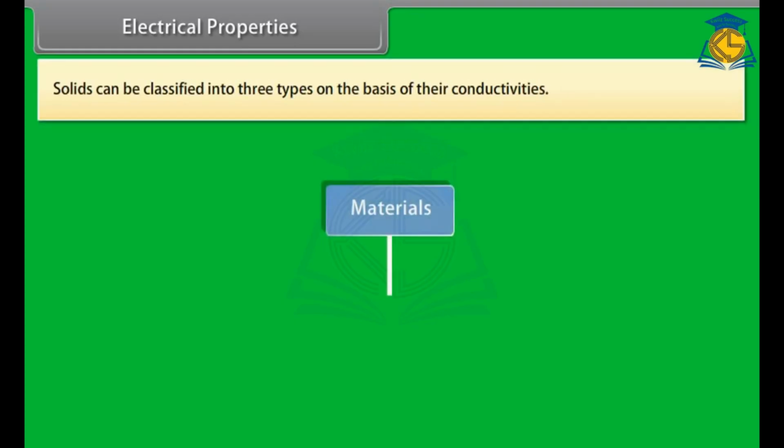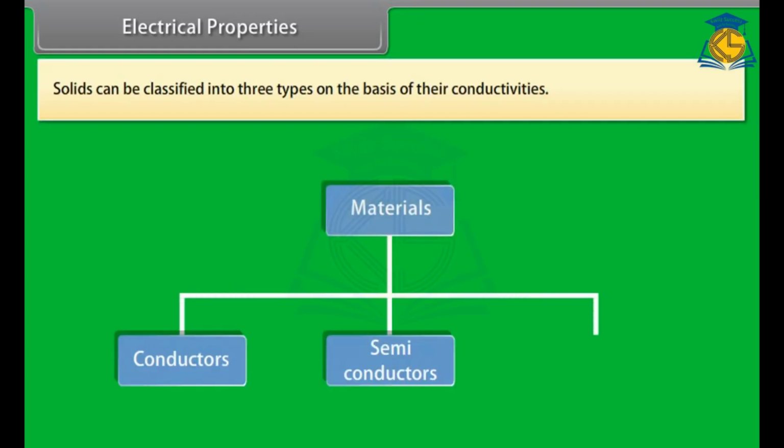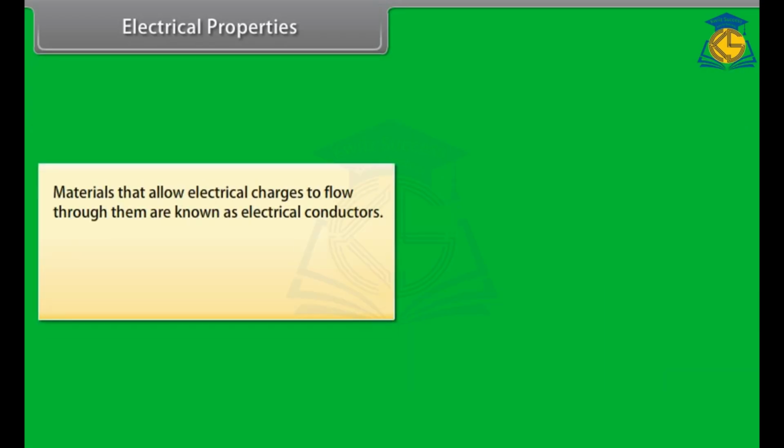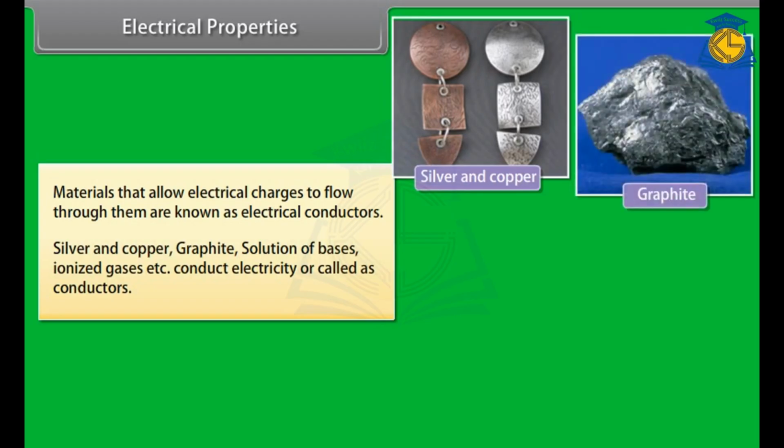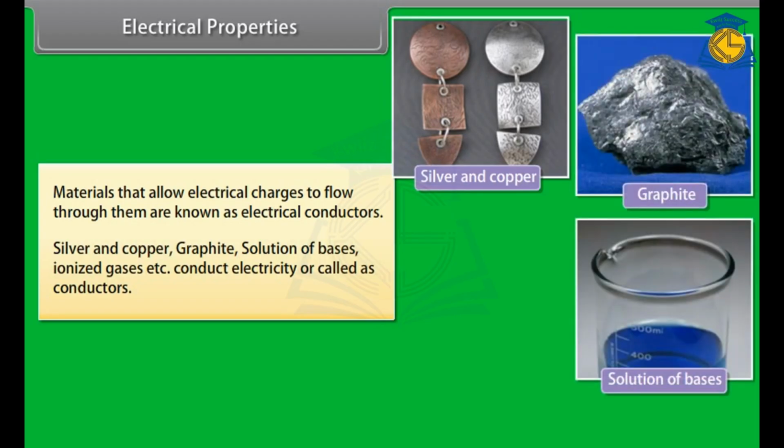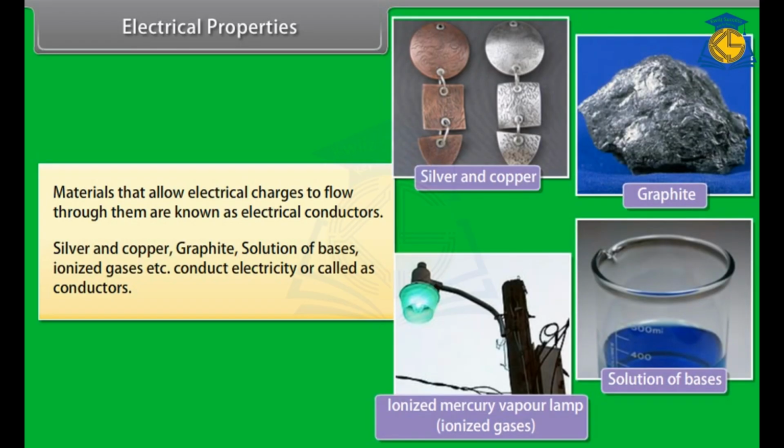Electrical properties. Solids can be classified into three types on the basis of their conductivities. Materials that allow electrical charges to flow through them are known as electrical conductors. Silver and copper, graphite, solution of bases, ionized gases, etc. conduct electricity and are called conductors.